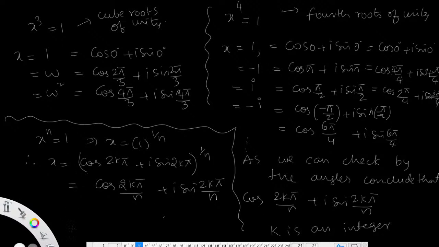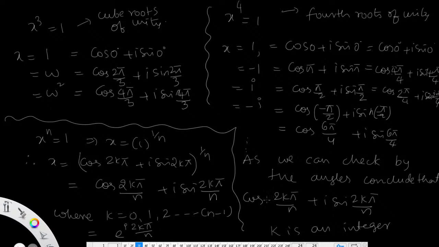The angles are given by k, where k is an integer, starting with k equal to 0, 1, 2, and so on up to n minus 1. Since 0 is included, that is why we write n minus 1 here. We can verify with k equal to 0 and k equal to 1 that we get the values of cis of 2k pi by n, which in Euler form we can write as e to the power of i into 2k pi by n.